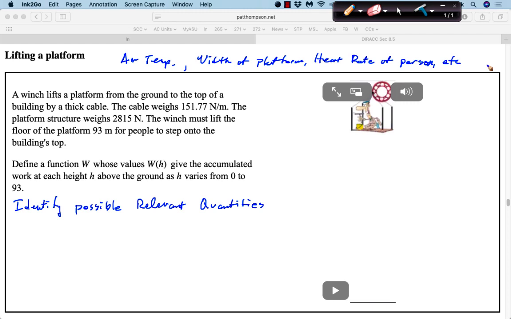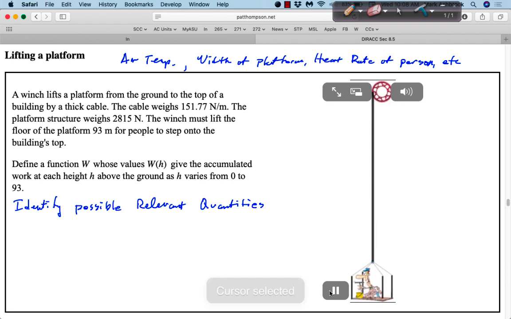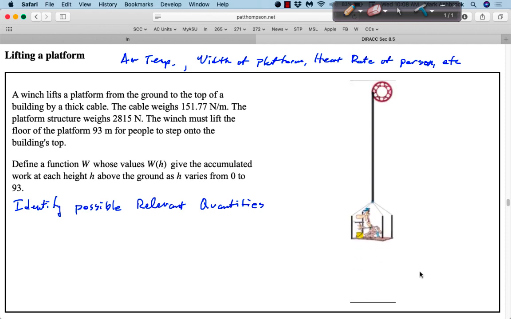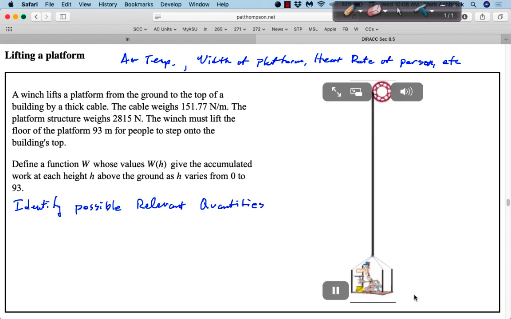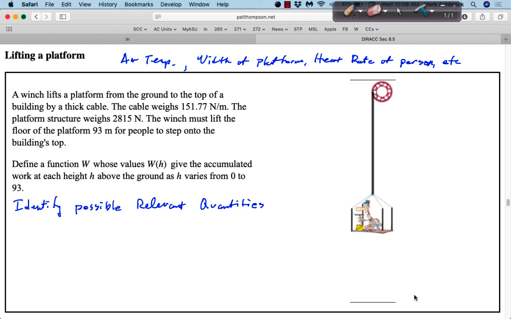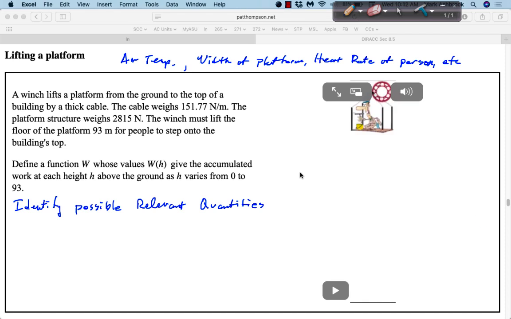So in this situation, just try to come up with a list of quantities that might be relevant. Maybe we'll cut the list down, maybe we'll eliminate some that won't be helpful. But come up with as many possible relevant quantities in this situation as you can, and talk those through amongst yourselves.